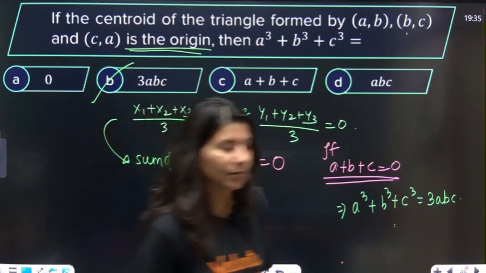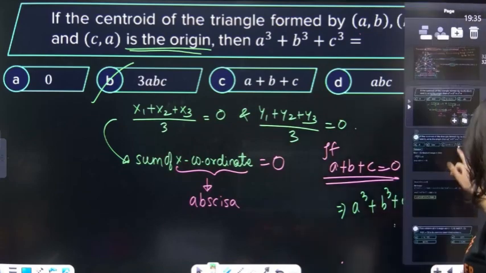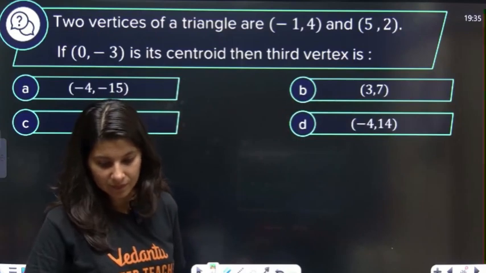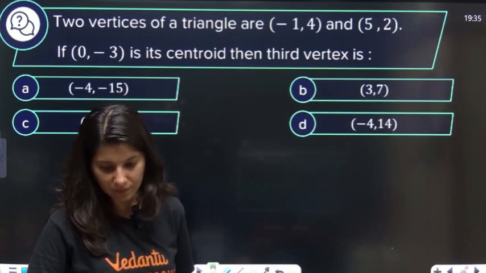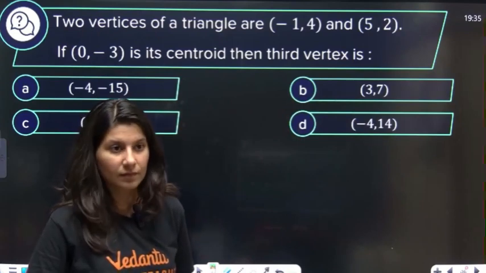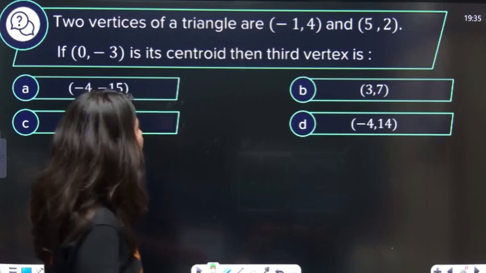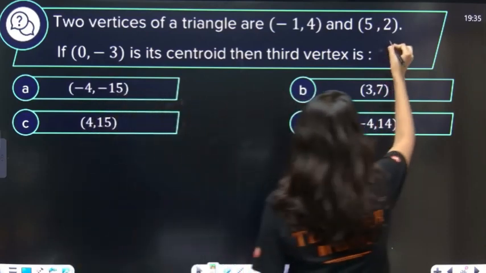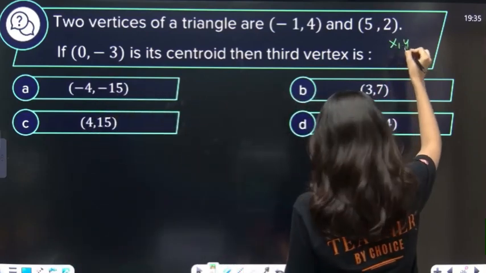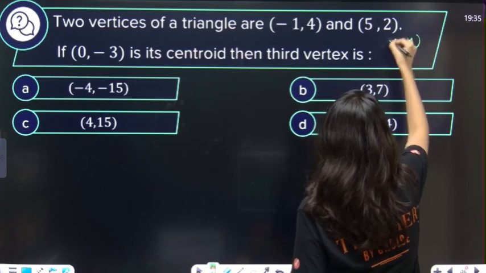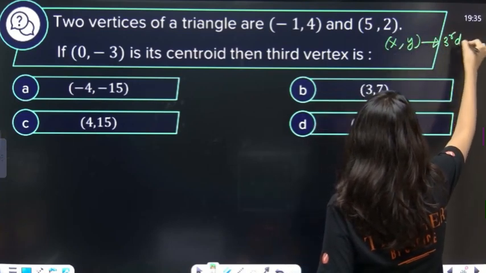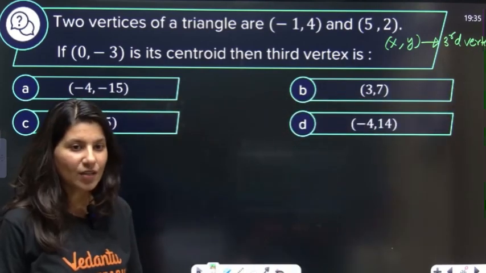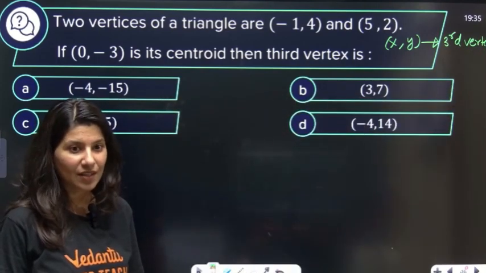Okay. Next question, are we ready? Let's see how many of you are able to do this. Two vertices of a triangle are -1, 4 and 5, 2. Let us assume that the third vertex is x, y. Now just do everything which you do usually. Quickly, you have 10 seconds. You have to be very quick right now.